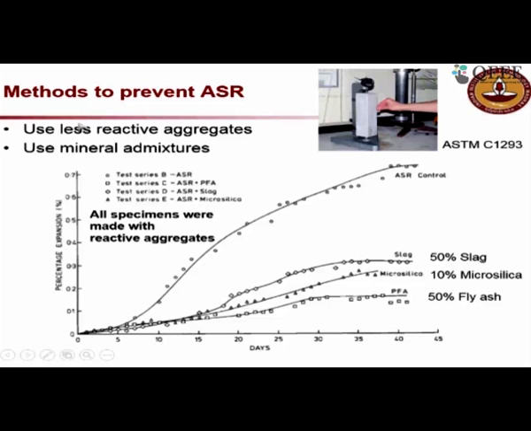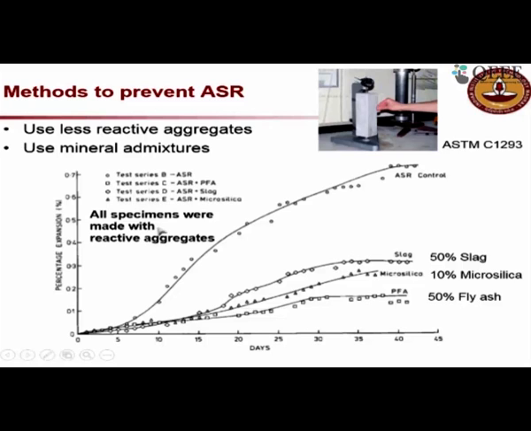One method is to use less reactive aggregate, already mentioned. Another one is to use mineral admixtures. So here this graph shows all these four graphs. All these specimens were tested like this, where you have a concrete prism specimen and ASTM C1293. A similar test is also used for testing sulfate resistance, either like this or a mortar bar test, where they look at the expansion of the prism specimen.